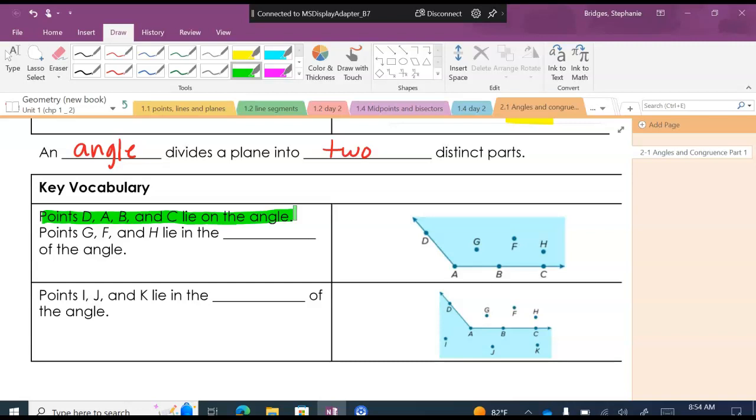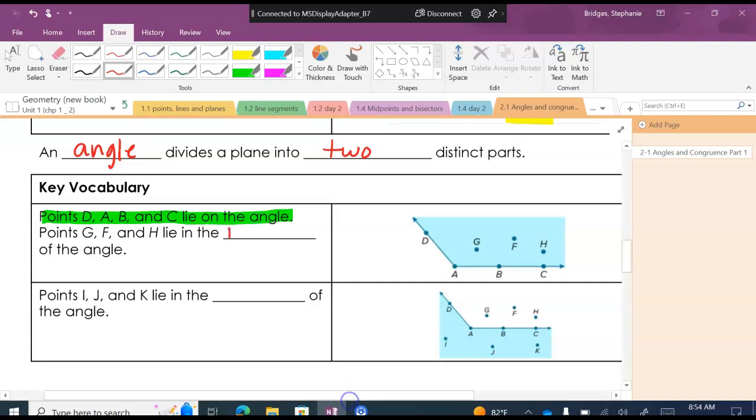Points F, G, and H lie on the... Anybody want to take a guess? They do lie on the plane that has that angle, but in reference to my angle. I can't hear you. I'm sorry. My ears are so sorry. Endpoints? No, not endpoints, because an angle has a common endpoint, the vertex.